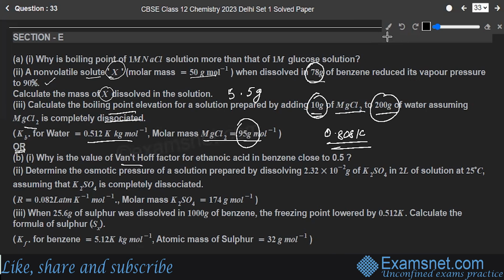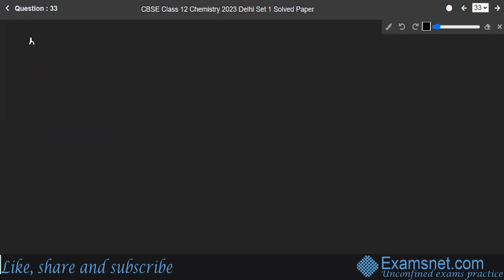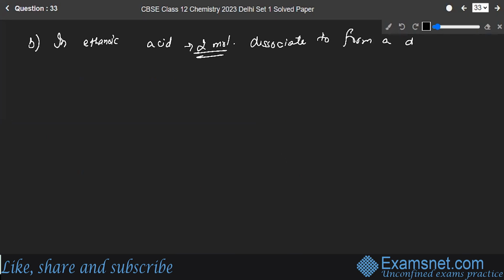Why is the value of Van't Hoff factor for ethanoic acid in benzene close to 0.5? See, in benzene, two molecules of ethanoic acid dissociate to form a dimer. This is the B part, ethanoic acid. Two molecules dissociate to form a dimer, something like this, CH3COOH. It gives you this, a dimer.